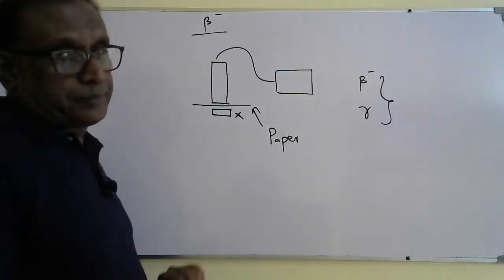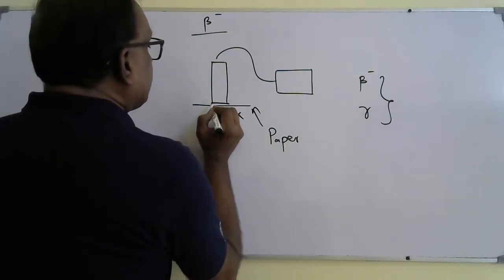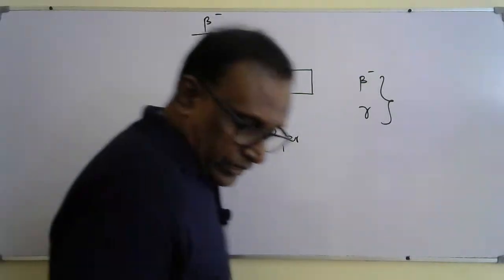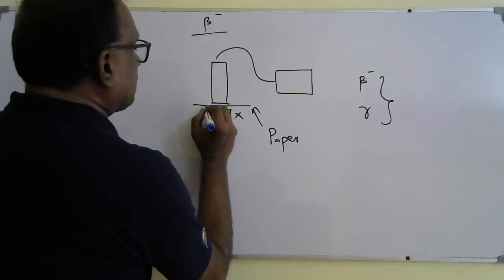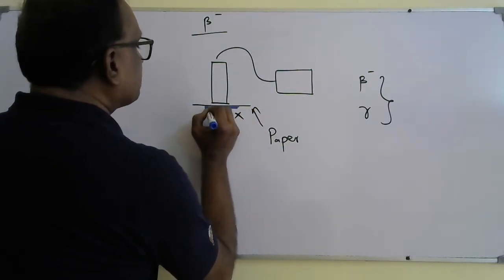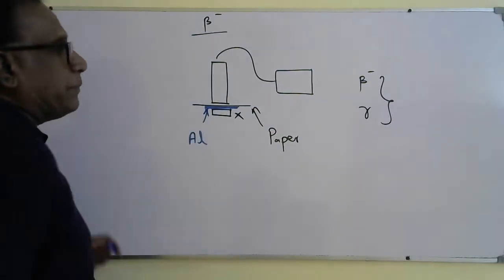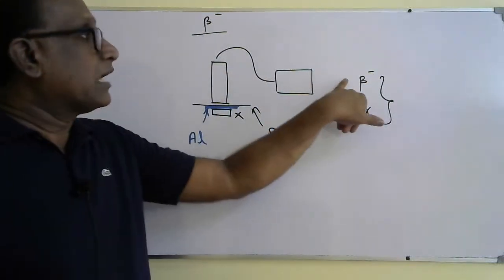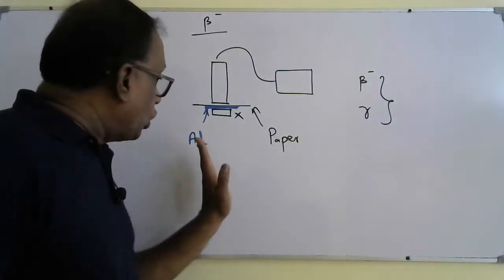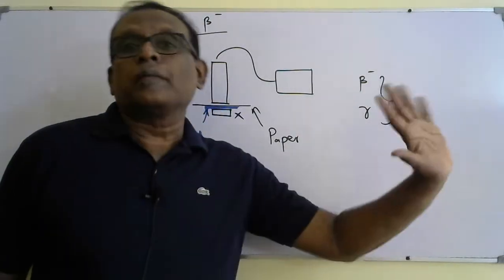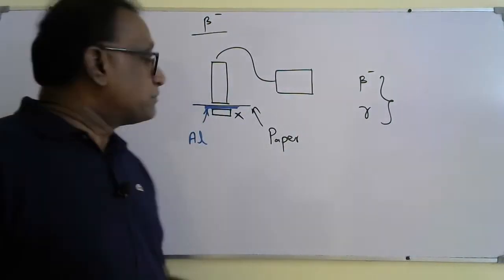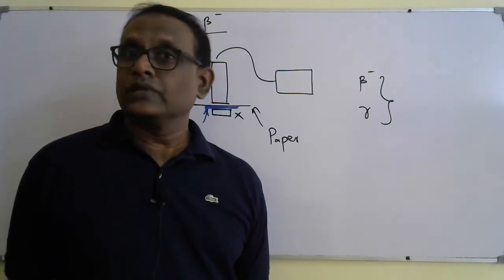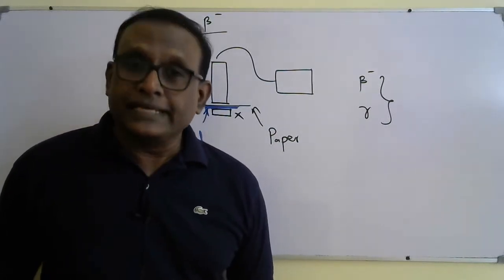Now, along with the paper, you can keep a thin sheet of a few millimeter thickness of aluminium between the source and the GM tube window. When you keep an aluminium sheet, if there is a significant drop in the count rate, it means there is beta minus. If there is no change in the count rate, there is no beta minus, meaning the radiation passing through aluminium as well as paper is mostly gamma. Understand? So that's the way we check for beta minus.